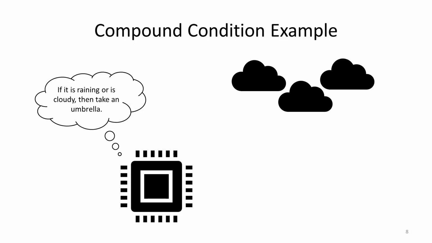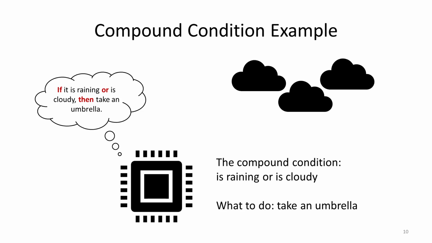To formalize that situation, it may look like this. If it is raining or is cloudy, then take an umbrella. So notice the original if-then setup, but there's this word or. We have the compound condition made up of two criteria: is raining or is cloudy. And we have our what to do, which is take an umbrella.